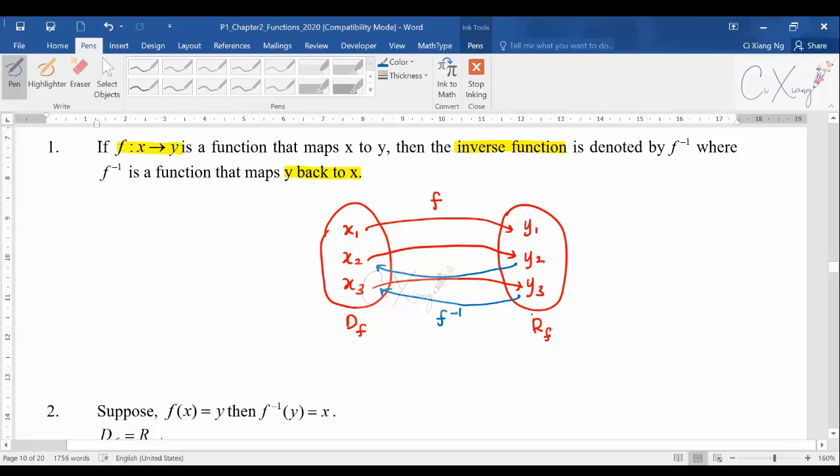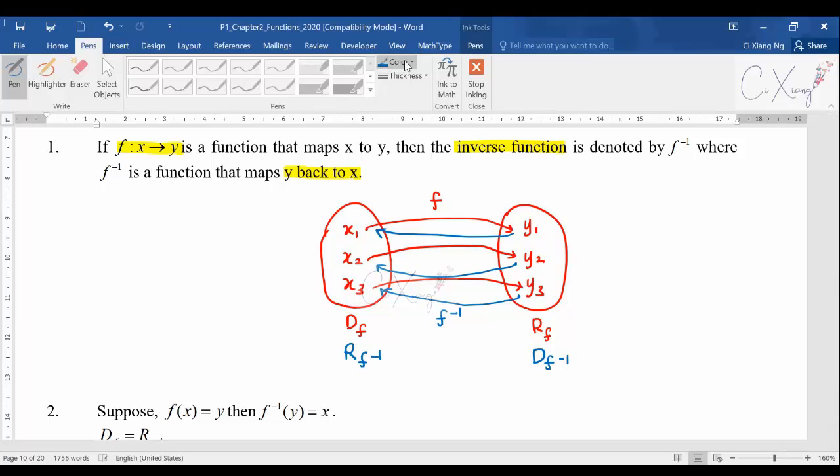Okay, all right. So when you're having the f inverse, that means the set of y here will become your domain of the inverse function, correct or not? Therefore, when you write it out, this is actually the domain of the inverse function. And for this part, it will become the range of the inverse function. So you can write this is the range of the inverse function.